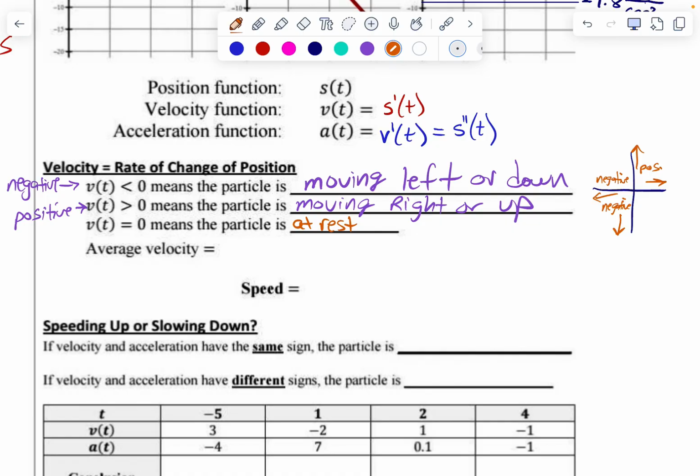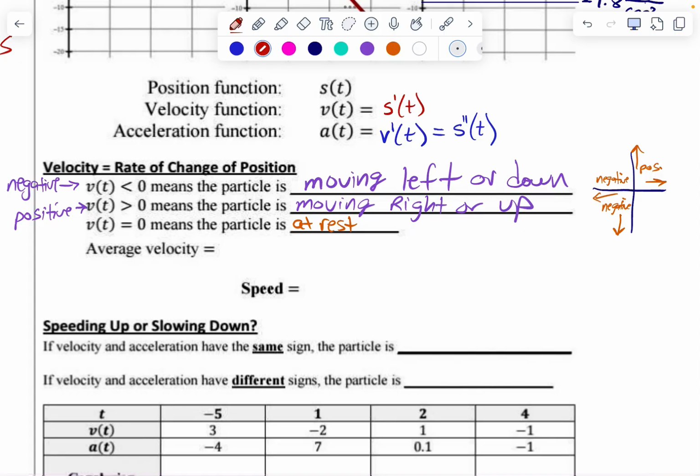Any questions on that? That's going to be important because you'll have to read carefully, like sign of velocity versus sign of acceleration, and know which way we're moving. So everybody good on that part? Okay. All right, average velocity.